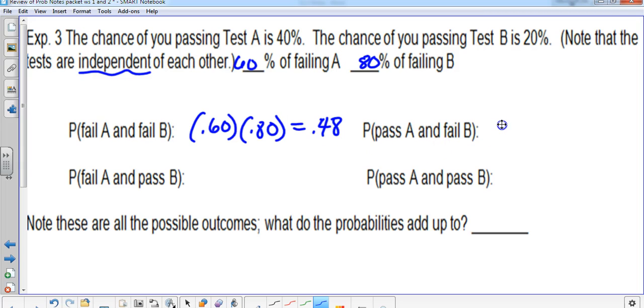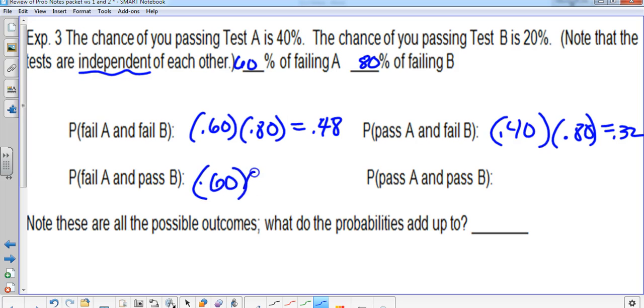Pass A, fail B. 32% of the time. Okay, fail A, which was 60. Pass B, which was 20. It's only 12. Okay, pass them both.